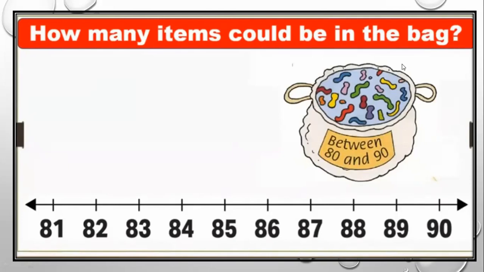But what we have to do, we have to make an estimation. We just have to think how many numbers could be inside this sack. So they have given us information, between 80 and 90. So here I am going to choose 84. I think that there are 84 inside this sack. Understand?